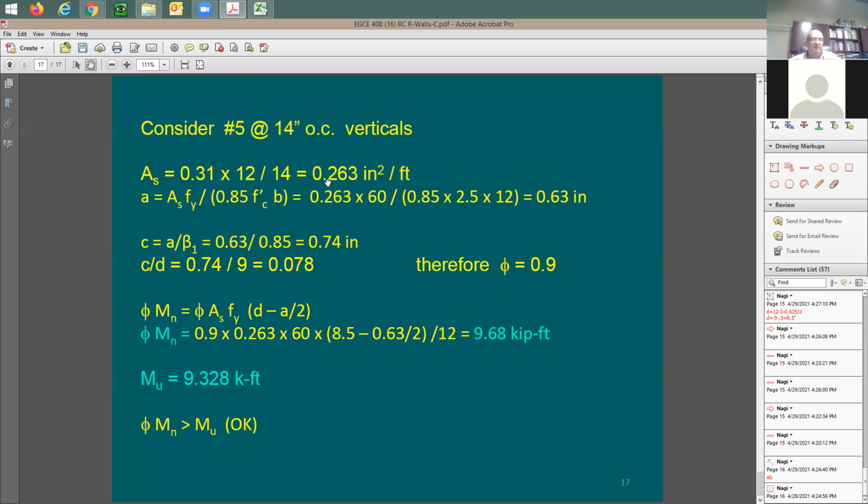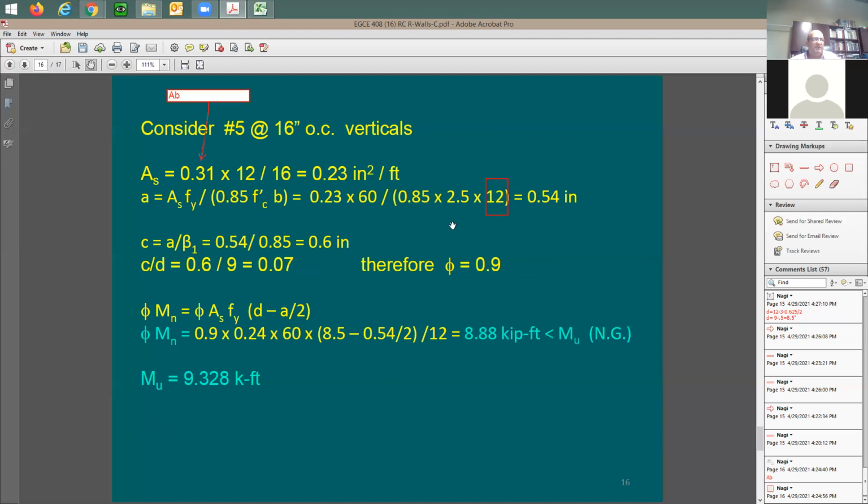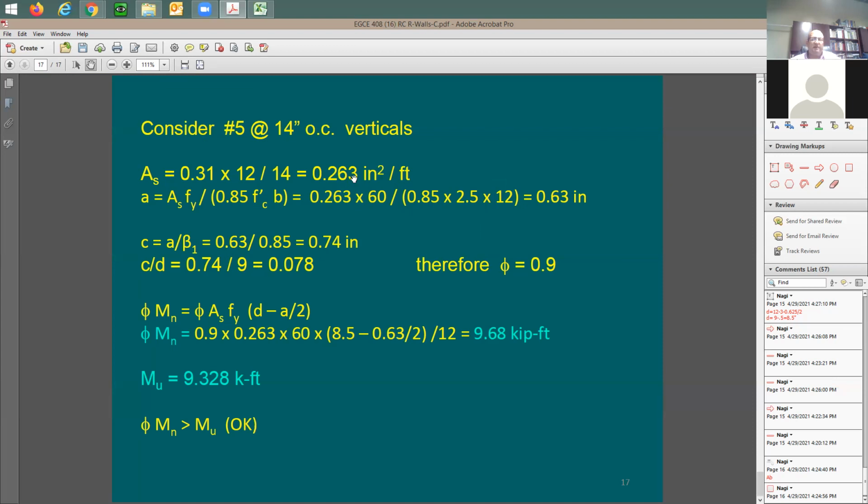Now the reinforcement becomes 0.263. Previously, the reinforcement was 0.23 to 0.24. Now it becomes 0.263. Now it is higher. Find out A. Now A is going to be a little bit larger. Find out again C over D. Confirm that phi factor is equal to 0.9. And then you find out here phi Mn. Same exact equation. You just change here the A value and the AS value, 0.263.